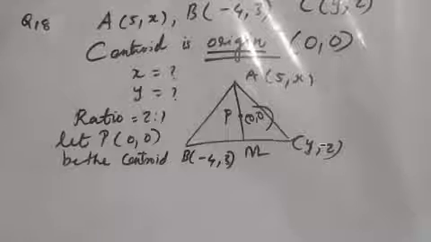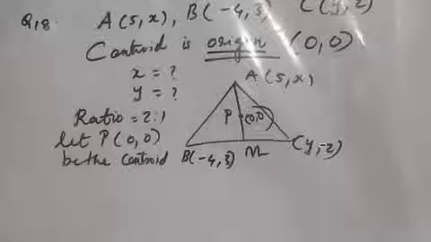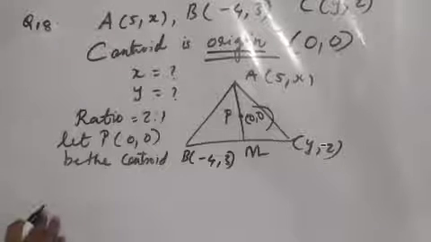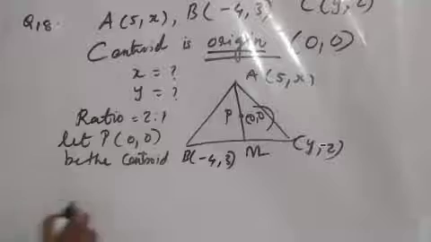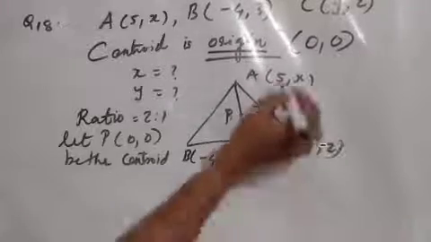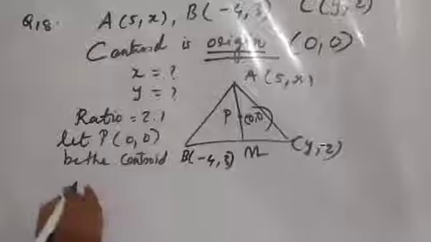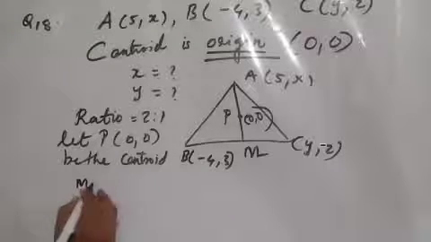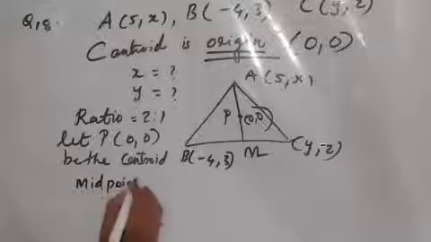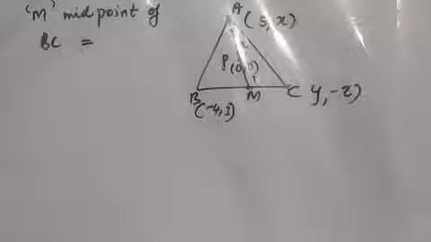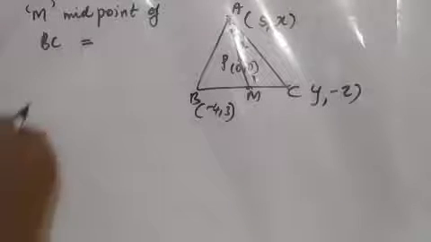Why did we take (0, 0) as centroid? It is given in the question. Centroid is the origin. Origin means (0, 0). Now let us apply the section formula to find the value of x and y. First of all we have to find the midpoint of BC, that is M.